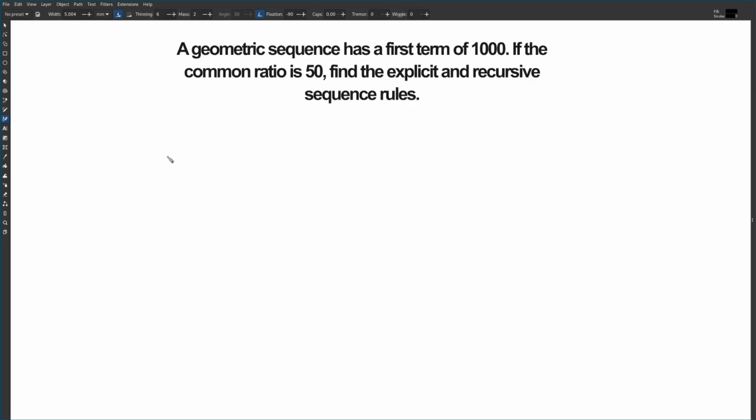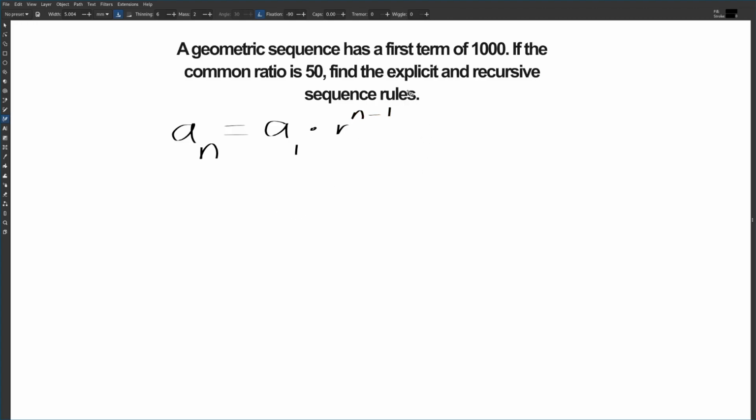Okay, now onto this problem. A geometric sequence has a first term of 1000. If the common ratio is 50, find the explicit and recursive sequence rules. Okay, this one's just for getting familiar with the formula. So let's write it out real quick. a sub n is equal to a sub 1 times r to the power of n minus 1.